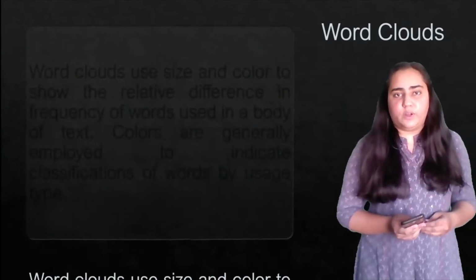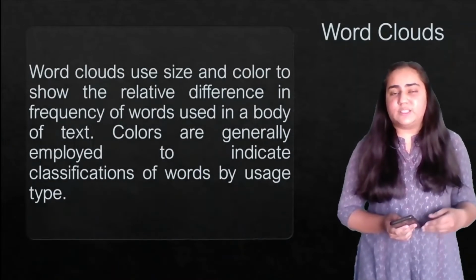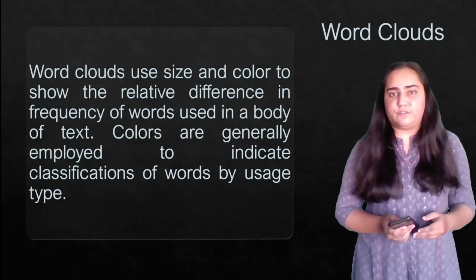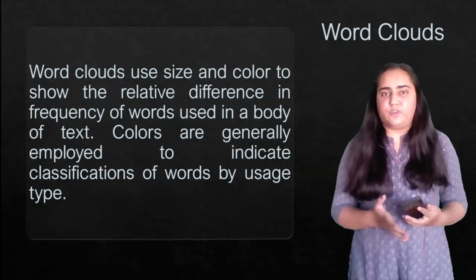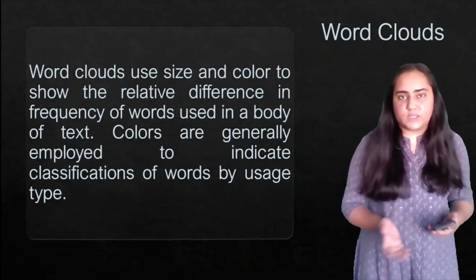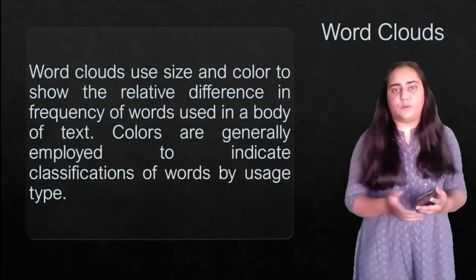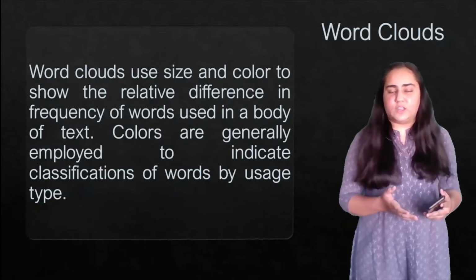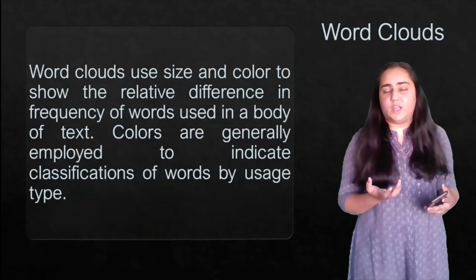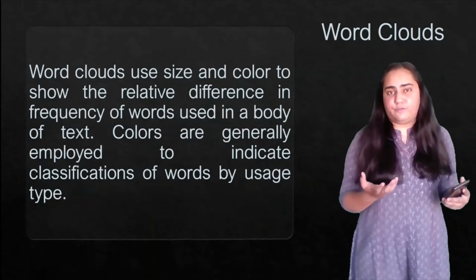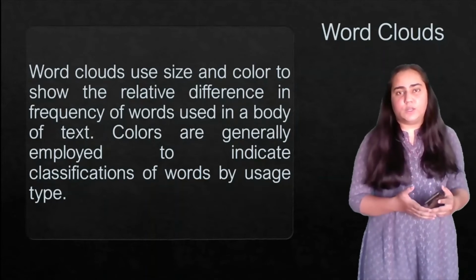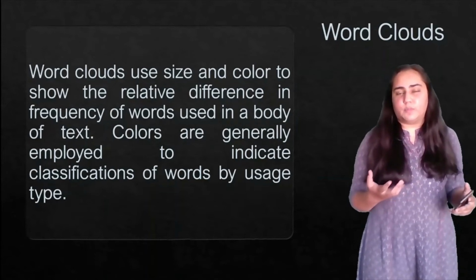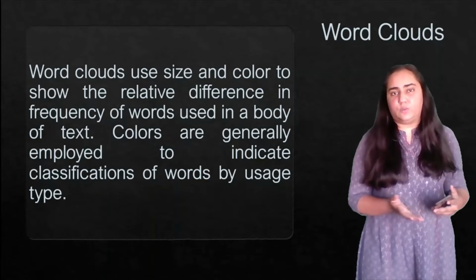Next, we have word clouds. Word clouds use size and color to show the relative difference in frequency of words used in a body of text. So this is completely based on words. If you have a piece of text with a lot of words in it, you can create a word cloud and use different sizes. If some word is appearing very frequently in your text, then you would make it bigger in size in your word cloud, as well as show some different type of color to it that you want.